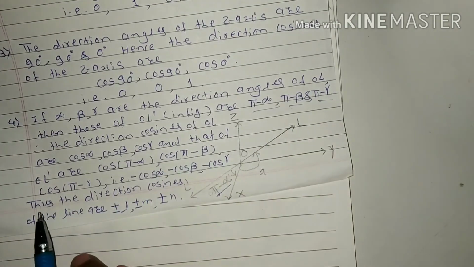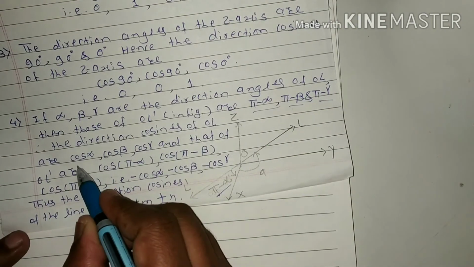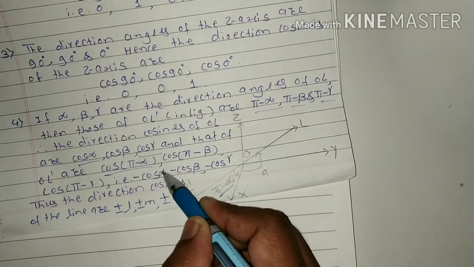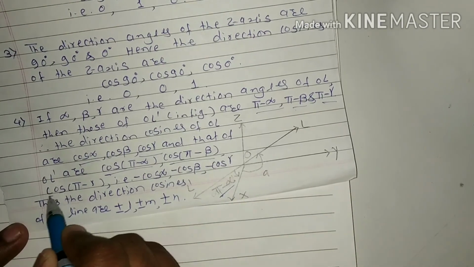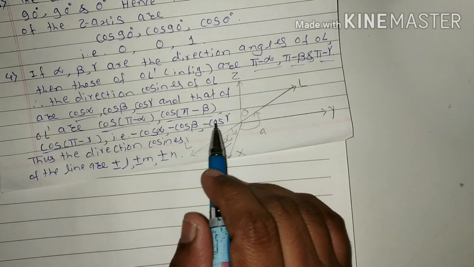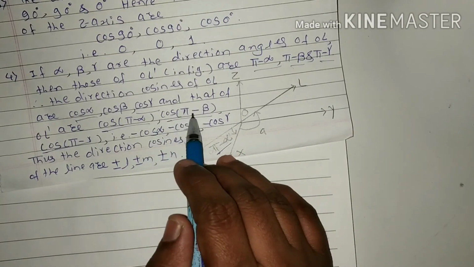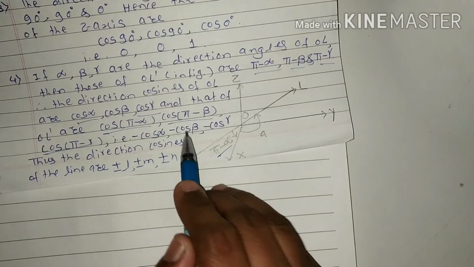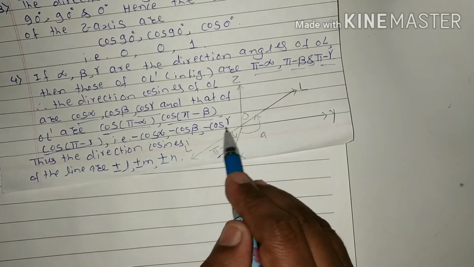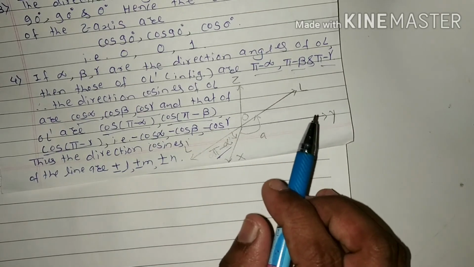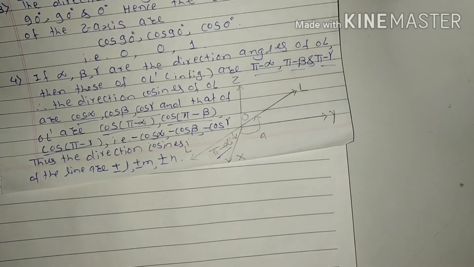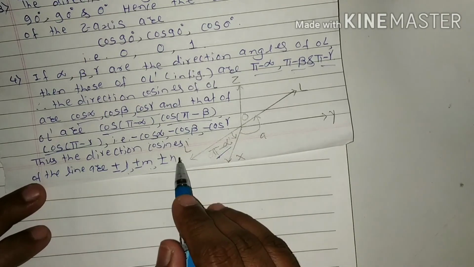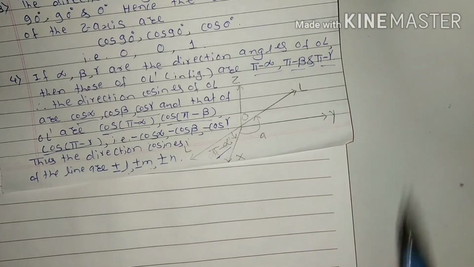Therefore, the direction cosines of OL are cos alpha, cos beta and cos gamma. Those of OL dash are cos (pi minus alpha), cos (pi minus beta) and cos (pi minus gamma), that is, minus cos alpha, minus cos beta and minus cos gamma. Thus the direction cosines of the lines can be positive as well as negative, denoted plus or minus l, plus or minus m, plus or minus n. Okay, we will stop here.